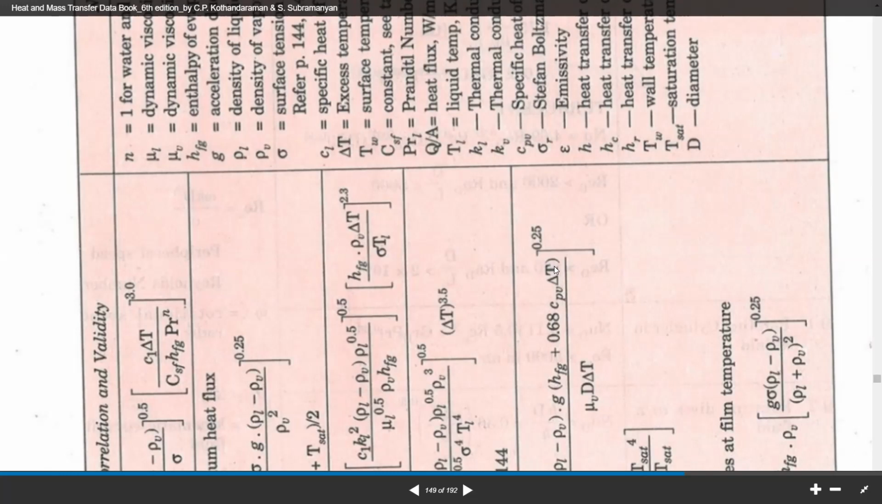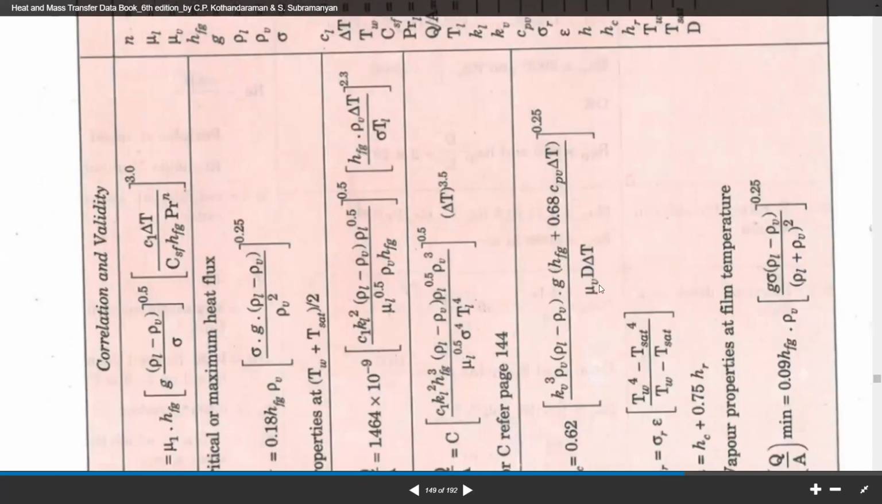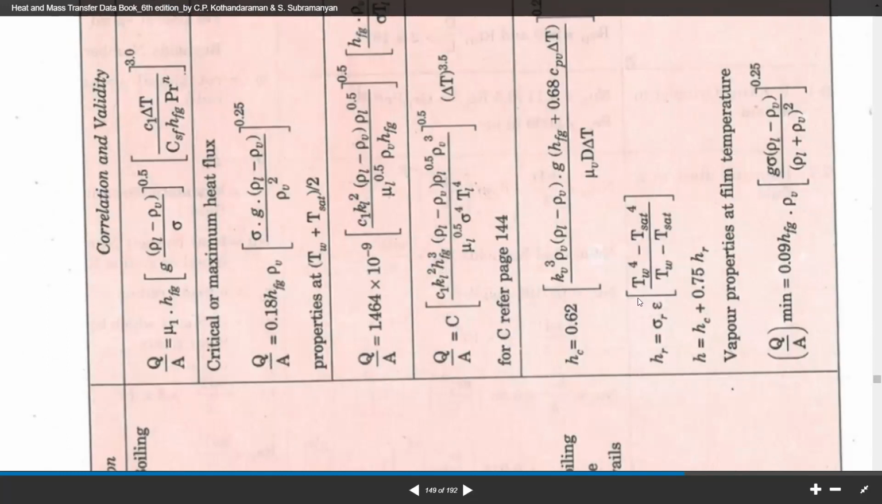So delta T_e is the excess temperature, the difference between the surface temperature and the saturation temperature. Now mu_v stands for the absolute viscosity of vapor. D is the diameter and delta T is the temperature difference. Here h_r is the heat transfer coefficient for radiation.